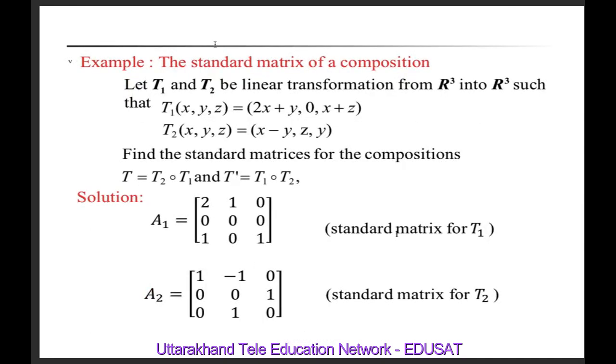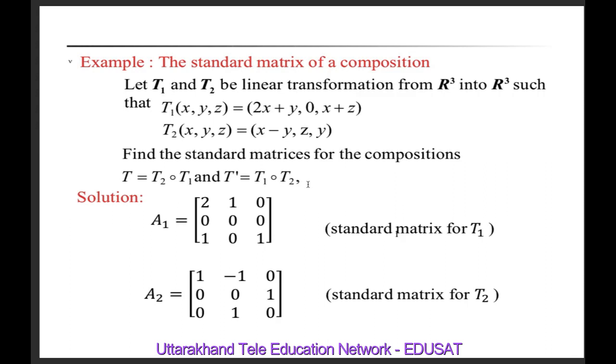The standard matrix of a composition. Let T1 and T2 be two linear transformations from three-dimensional real vector space to three-dimensional real vector space such that T1(x, y, z) is equal to (2x + y, 0, x + z) and T2(x, y, z) is equal to (x - y, z, y). Find the standard matrices for the compositions T equal to T2 of T1 and T' equal to T1 of T2.